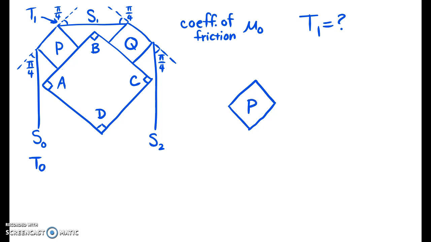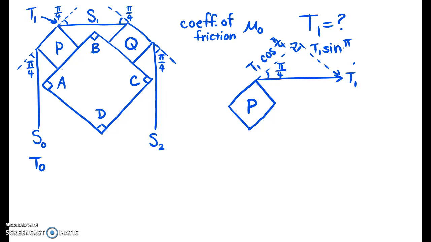So here is P, and this is T1. And we can decompose T1 into two components. One component that is parallel to AB, and one component that is perpendicular to AB. So if we draw as such, this is the component parallel. This is T1. Here's our angle. Our angle is given to be pi over 4. So this is T1 times cosine of pi over 4, and this is T1 sine of pi over 4.